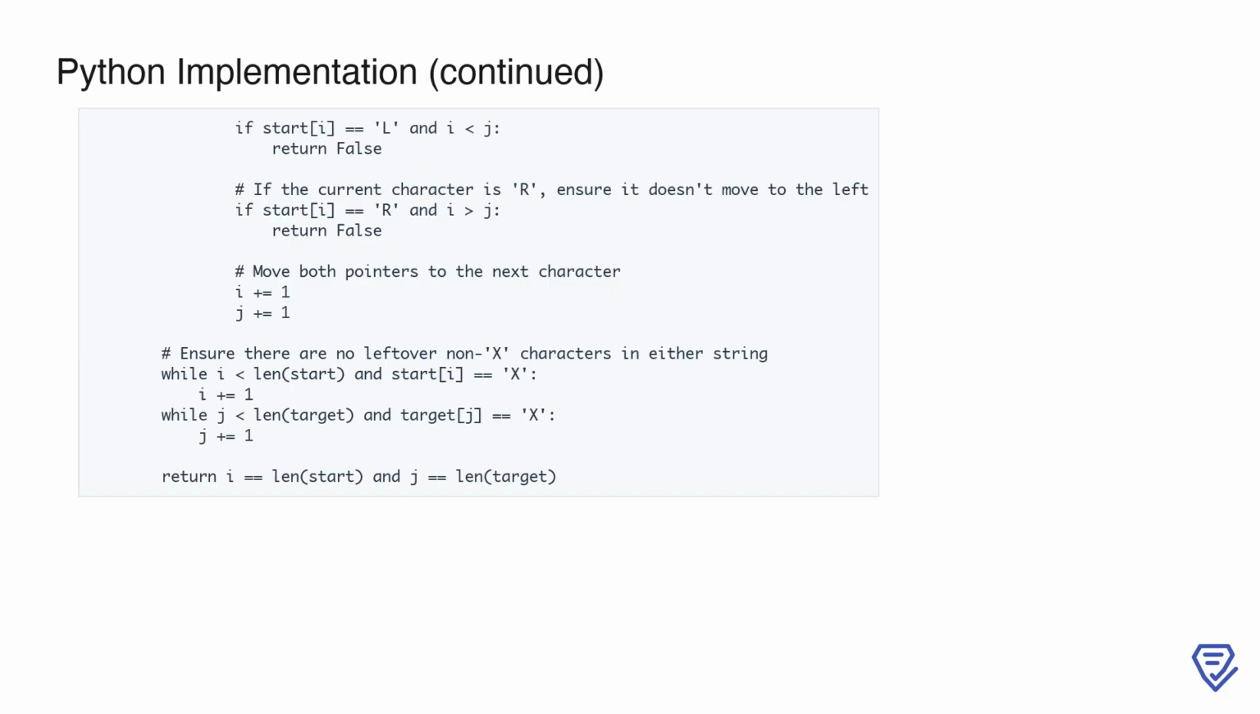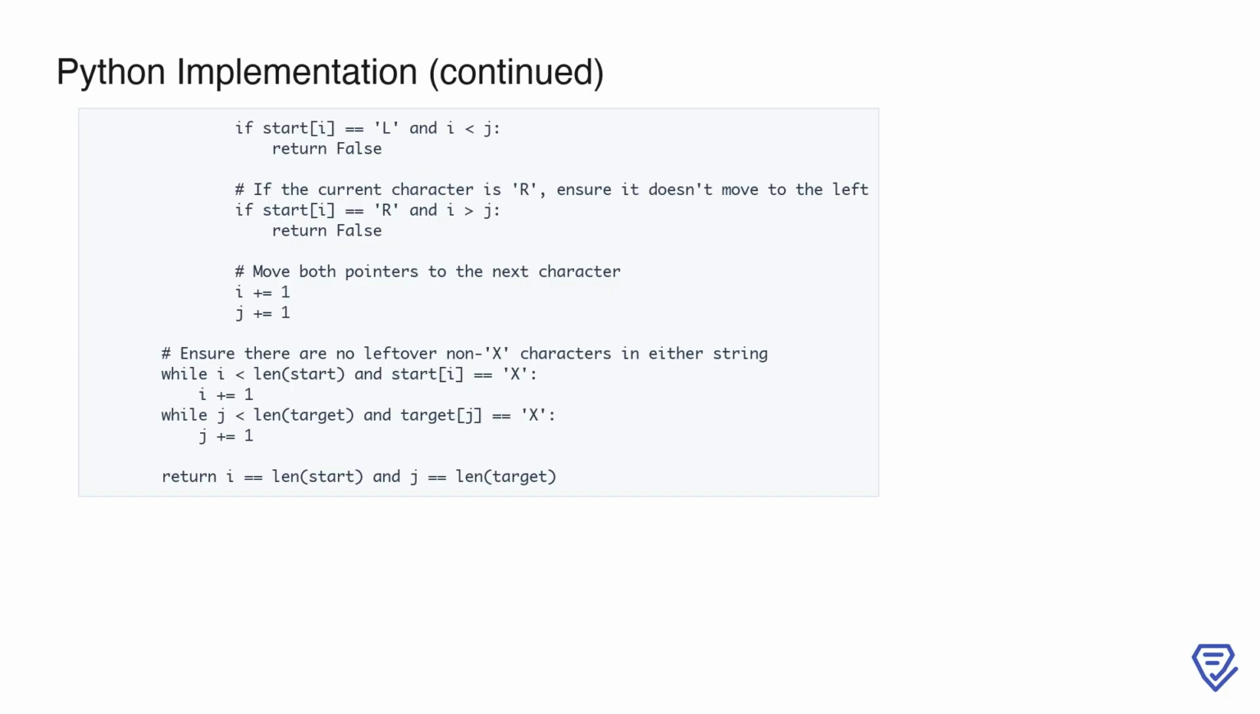After validating these constraints, we increment both pointers to continue checking the next characters in the strings. Once we've finished iterating through the strings, we need to ensure that there are no leftover non-X characters remaining. This is done by skipping over any trailing X characters at the ends of start and target. If either pointer still points to a non-X character, it means there's a mismatch, and we return false.